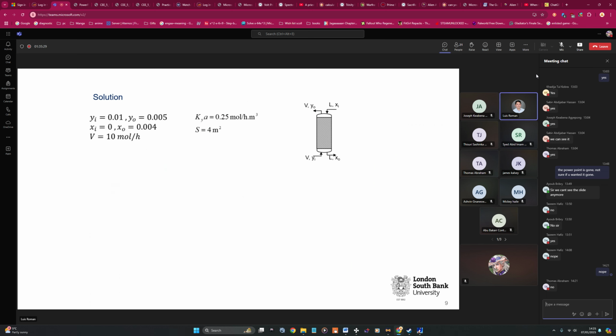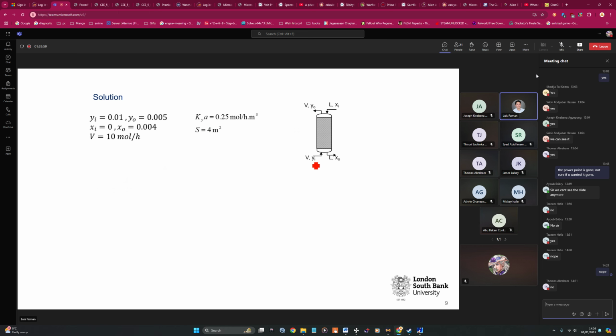Okay, so what's the information that we have? You draw a sketch of your gas absorption column. So you always have your gas phase entering from the bottom and then leaving from the top, the liquid phase entering from the top and leaving from the bottom, because they normally operate in countercurrent mode. So we have values of the compositions of the gas entering and leaving the column.